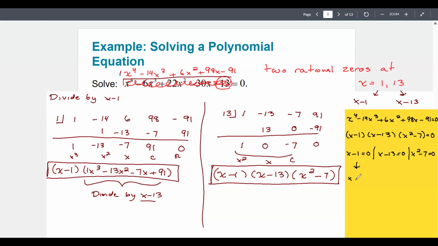So here we see that x would have to equal 1. Here we see x would have to equal 13. And here, well, if we do x squared is equal to 7, then x has to be plus or minus square root of 7. So my zeros are going to be at 1, 13. Well, actually, if I put them in order, it's going to be negative square root of 7, 1, positive square root of 7, and 13.